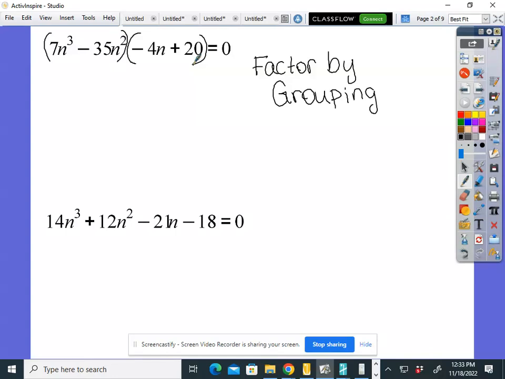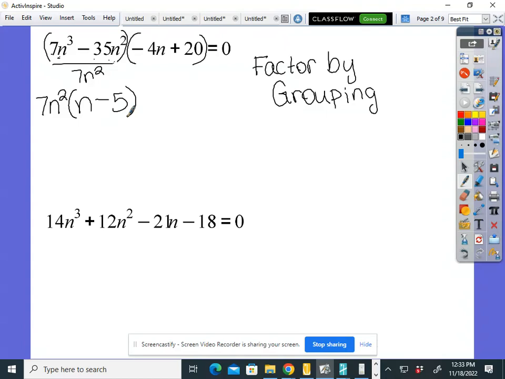So greatest common factor of 7 and 35 is 7. And then they both have an n squared in common. So you're going to take out an n squared. So take each of these terms divided by 7n squared. This is going to leave us with n minus 5. Okay? Next one, same thing.